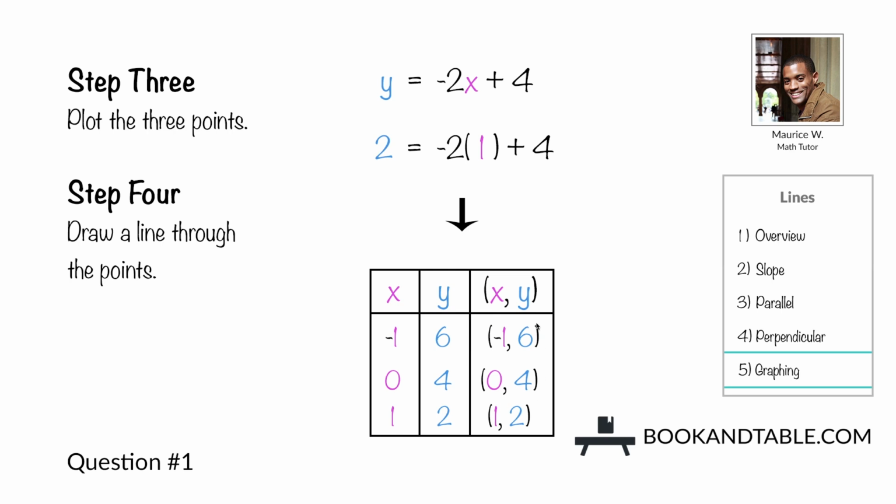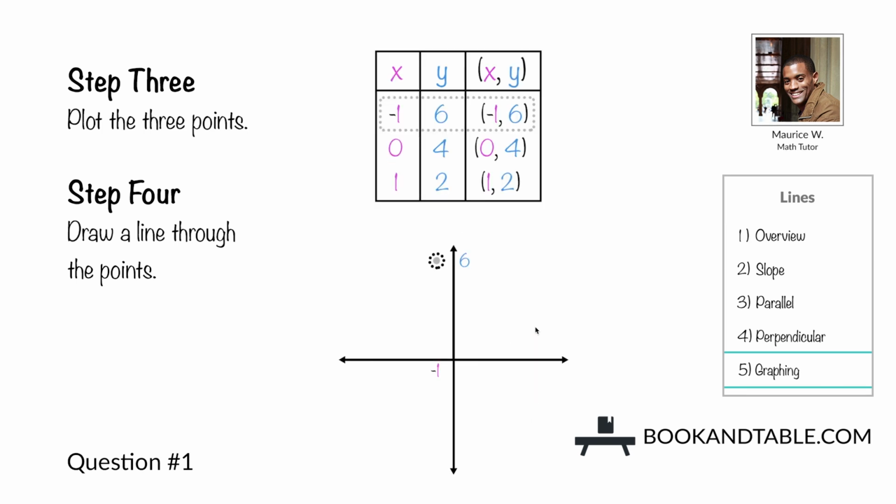So step 3, we want to plot these points. And step 4, we'll draw a line through the points. So our first point is negative 1, 6. Our second point is 0, 4. And our third point is 1, 2. Once we have our 3 points, we'll then draw a line through the 3 points. And that will give us the sketch of y is equal to negative 2x plus 4.